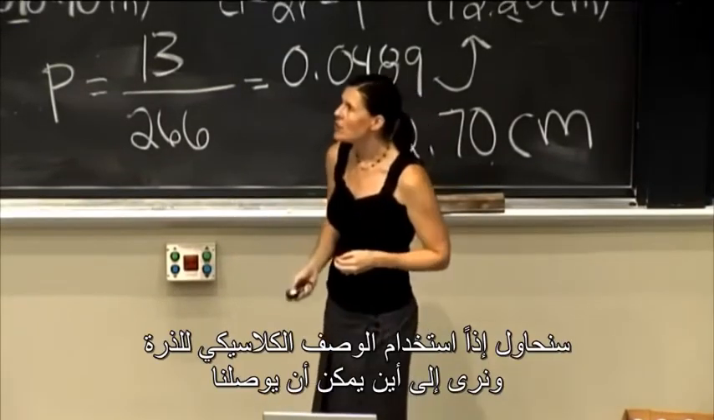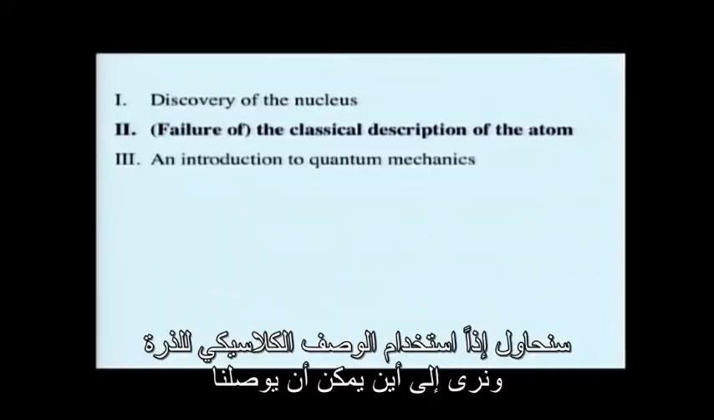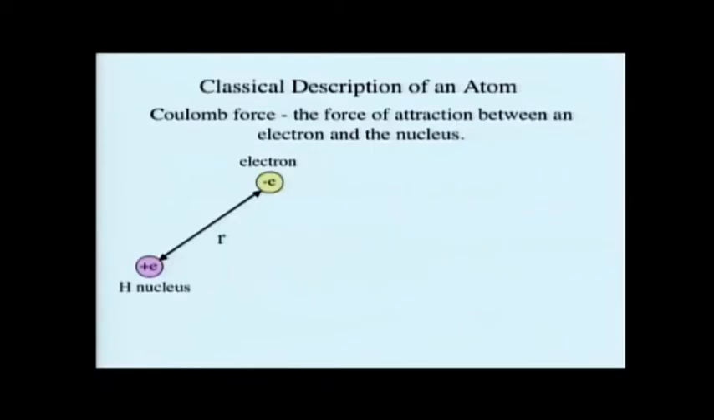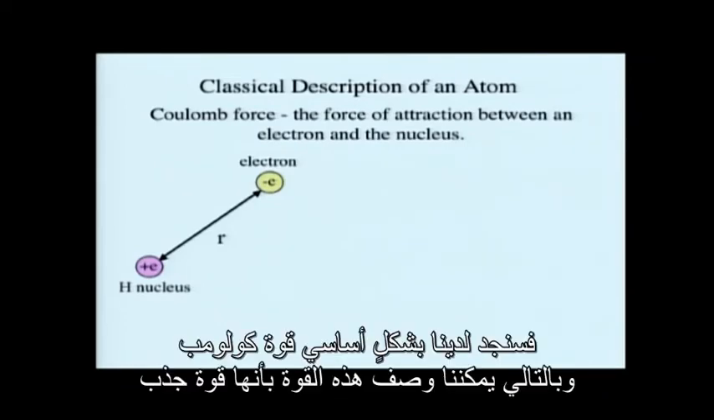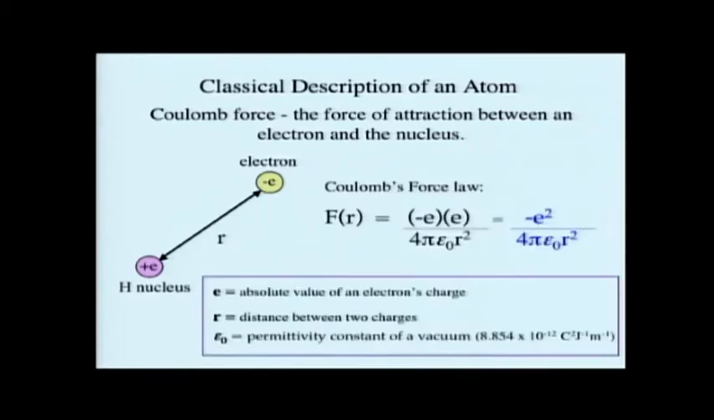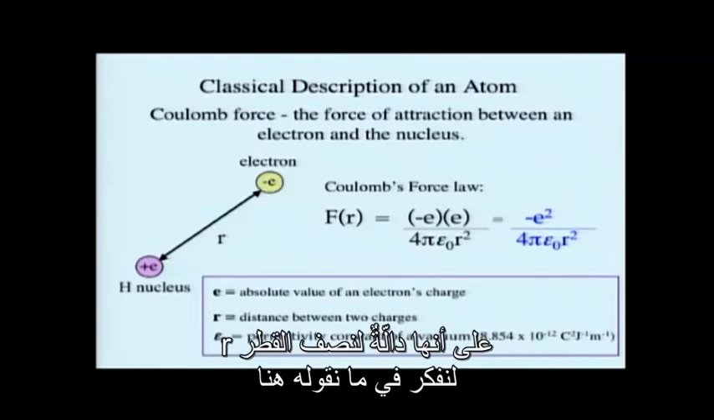So what we can do is try using the classical description of the atom and see where this takes us. So if we think about the force that occurs between a positively and a negatively charged particle, what we have is essentially a Coulomb force. So we can describe this as a force of attraction. We can use the Coulomb force law to explain this, where we can describe the force as a function of r.